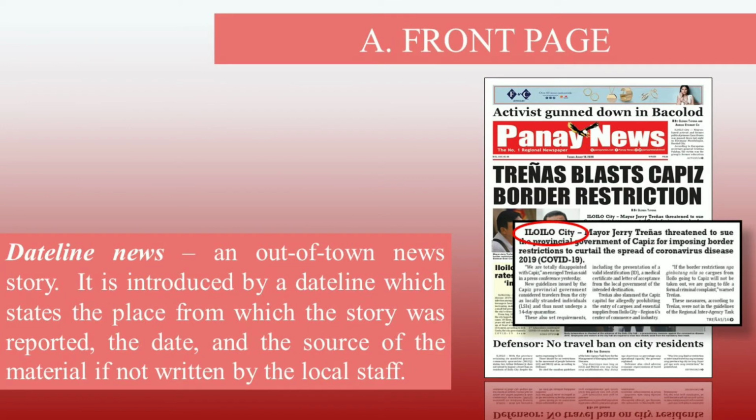Dateline news. It is an out-of-town news story. It is introduced by a dateline which states the place where the story was reported, the date, and the source of material if not written by the local staff. So the dateline is placed on the first line of your text. In the example there, you can see that the dateline of the article is Iloilo City.